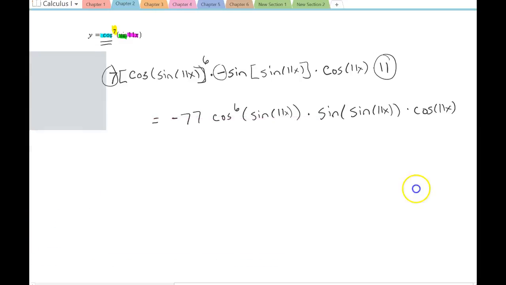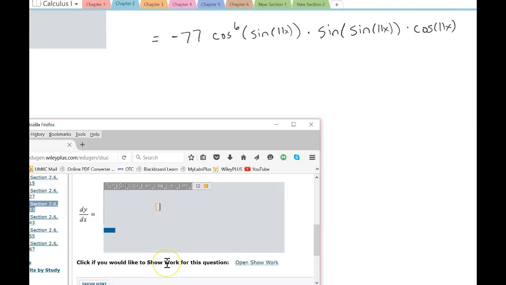Let's see if I can. So I have minus 77, and then I can go ahead and get my form: something to the 6th power. So this gets a little tricky. I know it's going to be to the 6th, right? So inputting this, I have cosine, and again, when you put in sine or cosine, it gives you the parentheses. It's kind of tricky that way, but cosine of sine of 11x. So that's the right form for that, times then sine of 11x. Then on the outside of that, cosine of 11x.